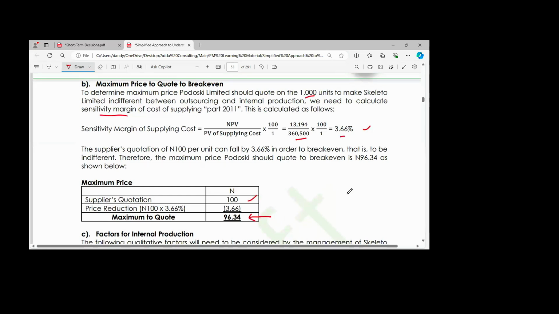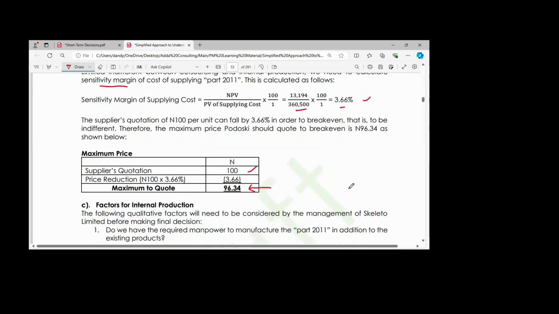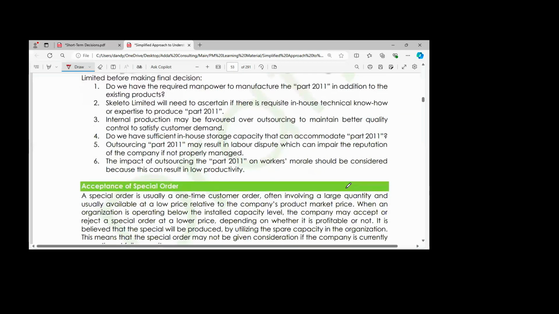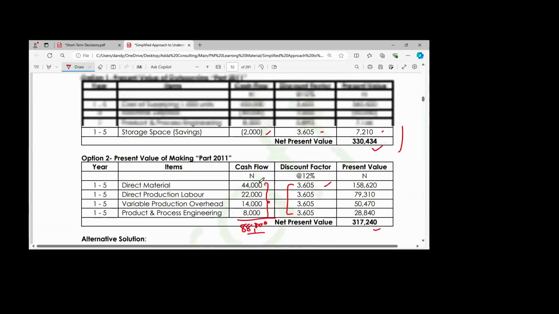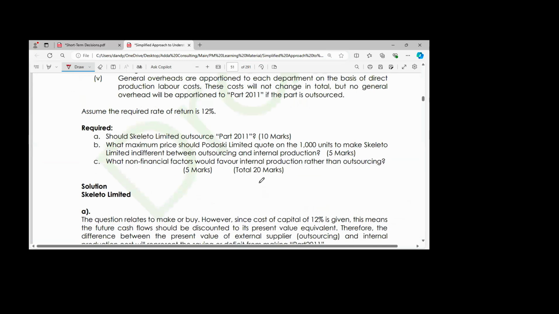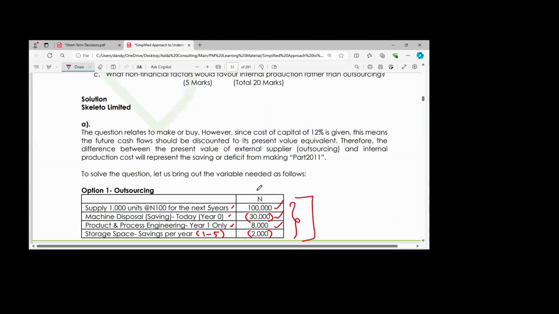This is the maximum level to which the supplying cost can fall, which is 3.66%. Which simply means that the maximum price the company should quote is 96.34. In this case, this will make NPV equal to zero, which is break even. So that is for requirement number B. Then finally, requirement number C. In requirement C, the examiner is asking you to state the non-financial factor that will favor internal production rather than outsourcing. That's a bonus 5 marks.